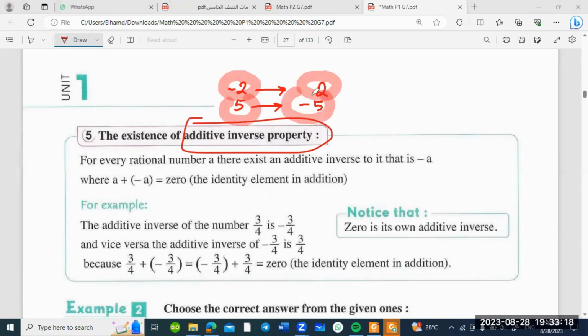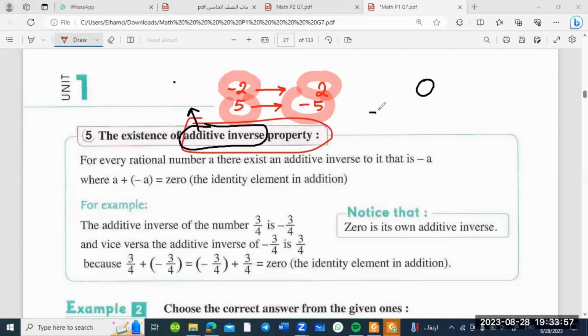When I ask you, Yara, are you with me? Yes. When I ask you about the additive inverse, not the additive identity, they are different. Be careful. When I'm talking about identity, you will say 0. When I am talking about additive inverse, you will change the sign of the rational number. Understood? Yes. So the additive inverse is to change the sign only of your rational number.